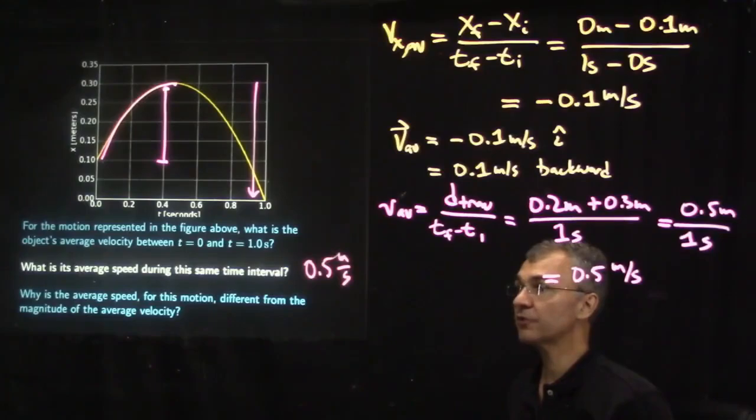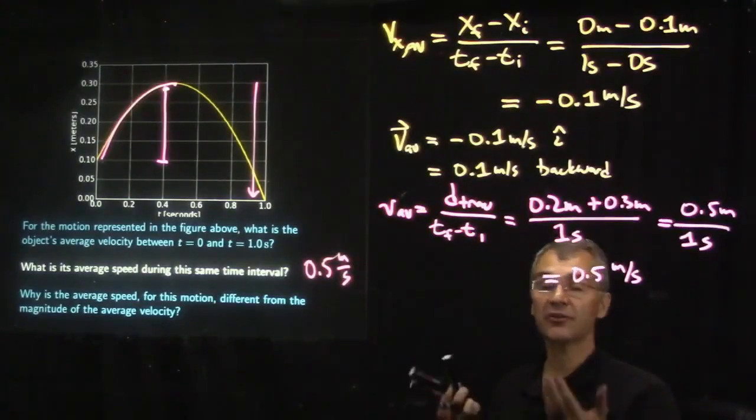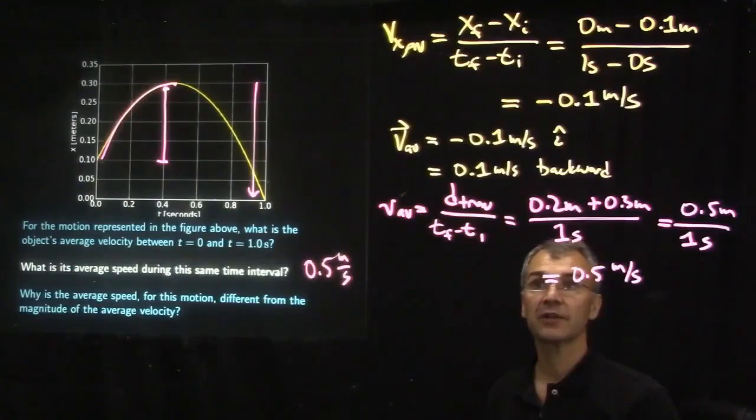Why is the average speed different from the magnitude of the average velocity? See, the magnitude of the average velocity is 0.1 meter per second, but the average speed is 0.5 meter per second. Why is that? Well, it's because it changed direction. So if it changed direction, the average speed is different from the magnitude of the average velocity. That's just like if it changed direction, then the distance traveled is different from the magnitude of the displacement vector.